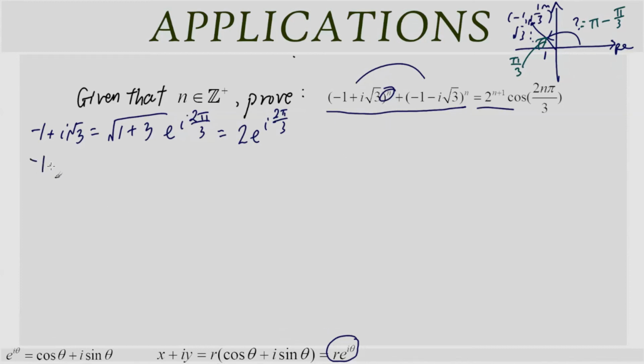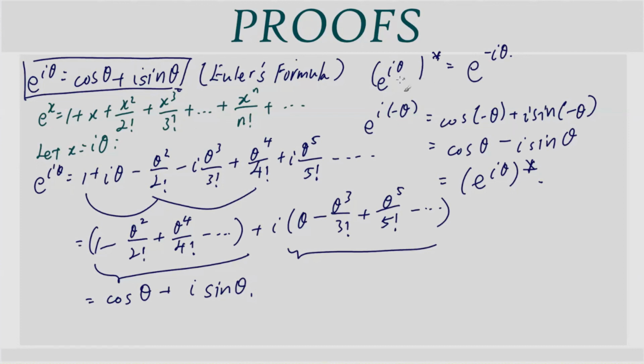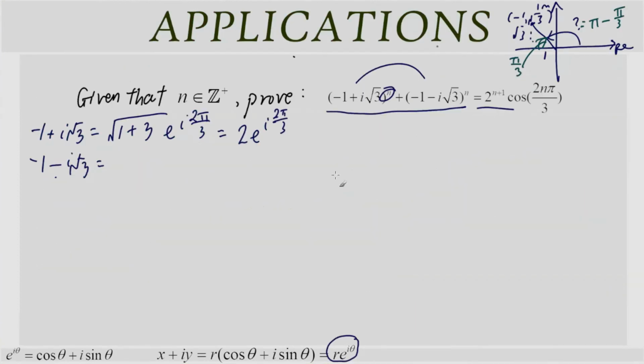So what about -1 minus i root 3? In fact, if you recall in the first proof, the conjugate of e^(iθ) is equal to e^(-iθ). Right, so without working, you can already quote that -1 minus i root 3 is equal to the conjugate of 2e^(i2π/3). Right, it's equal to its conjugate, and that's e^(-iθ).